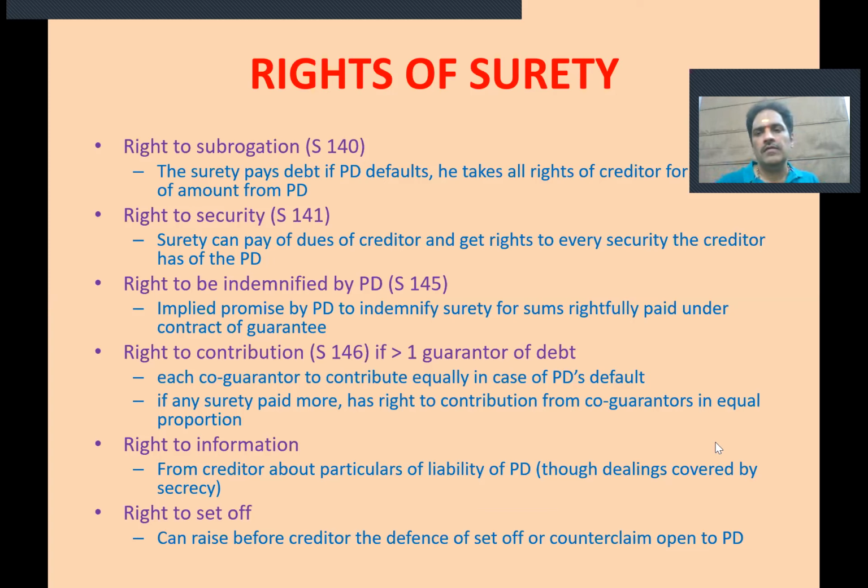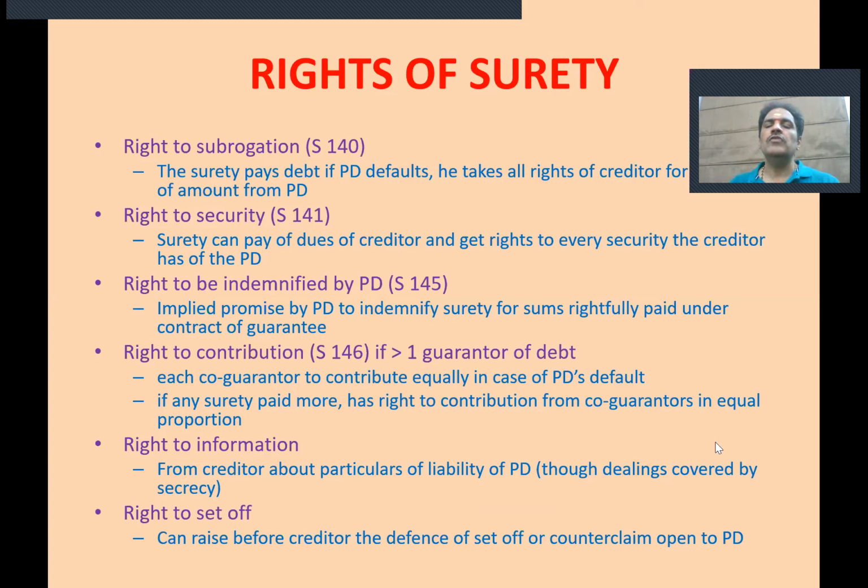Then the right to security. Suppose the bank has taken security for the loan and the surety has paid, then the surety has to be entrusted with all that security which the bank has. So he will have a right to the security that the creditor has taken or holds of the principal debtor. Then the right to be indemnified by the principal debtor, section 145. So there is an implied promise. In case the surety pays, it is implied that the principal debtor indemnifies to make good the amount that is paid by the surety in terms of the contract of guarantee.